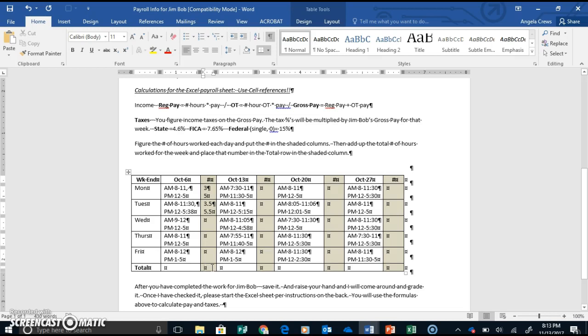So for that, guys, you should not get out a calculator. You will be using calculations in Excel. So the whole point of the assignment is to learn a little bit about pay and taxes and some of these terms, and also work on formulas in Excel.